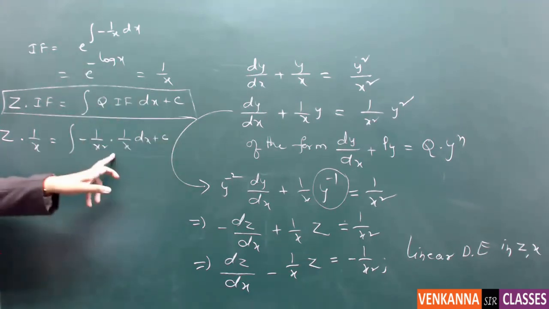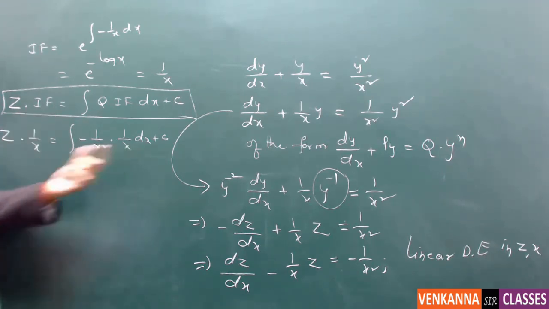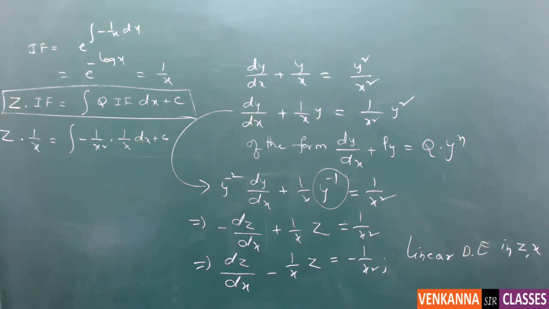I think you are able to solve this integration, and in place of z, you are substituting what z is. z is nothing but 1 by y. So 1 by xy is equal to something, which is our required solution. Fine. Are you getting the idea here?